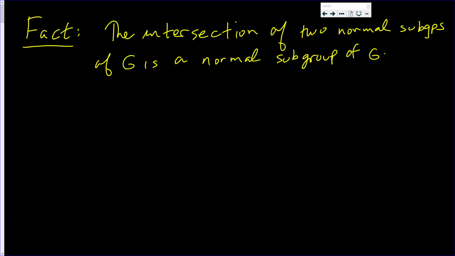In this video, we're going to prove the following fact. If you have two normal subgroups of G, then their intersection is also a normal subgroup of G.